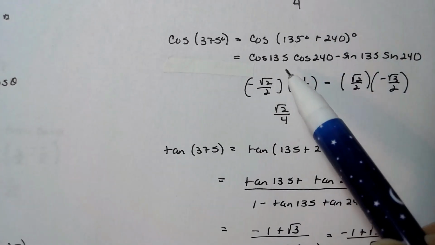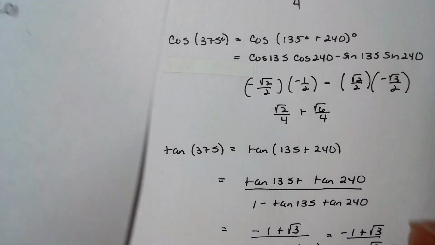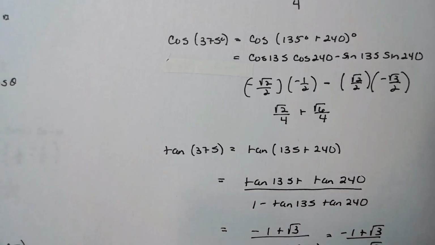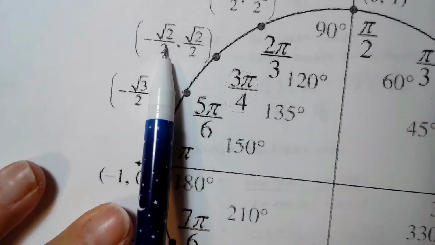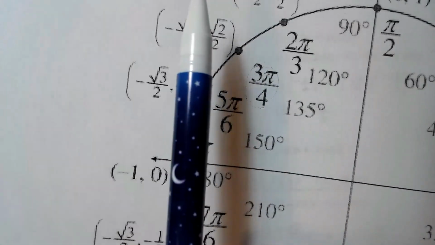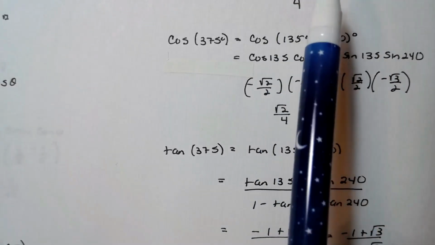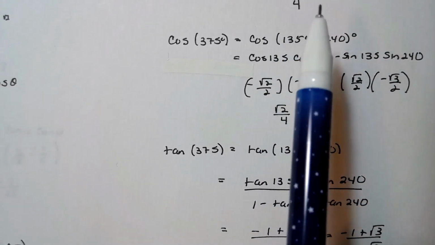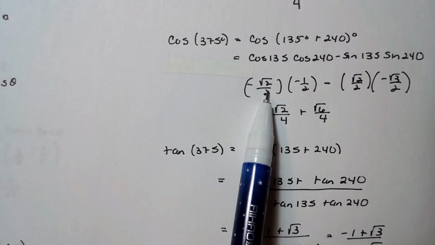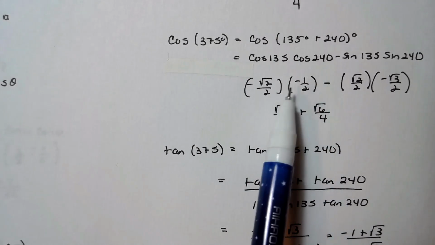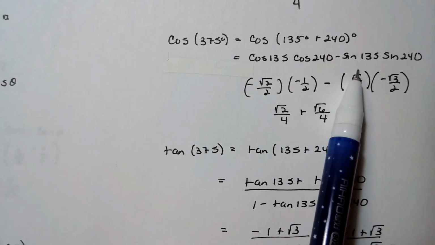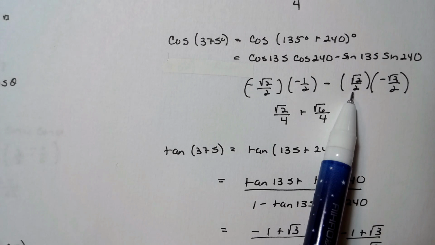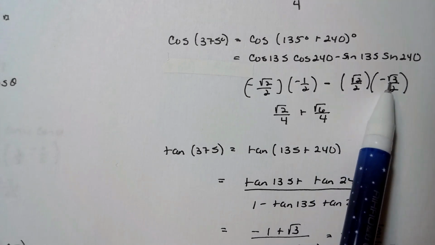So the cosine of 135, if I look at my unit circle, oops, that's the wrong one. That's the first print I did. If you look at the cosine of 135, it's negative root 2 over 2, right? You can just take those numbers from the problem above. The cosine of 240, that's quadrant 3. It's also negative, so it's negative 1/2. Minus the sine of 135, quadrant 2, the sine is positive, root 2 over 2. And in quadrant 3, the sine is negative, root 3 over 2.